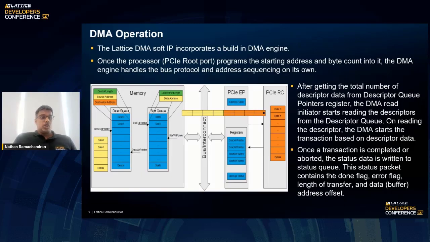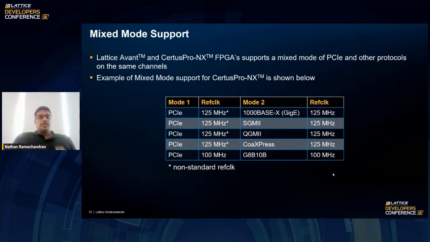So in short, how Lattice incorporates a DMA engine is we have a descriptor queue and a status queue in the memory region. That's how Lattice actually incorporates a soft DMA engine into our IP. Okay, moving on.